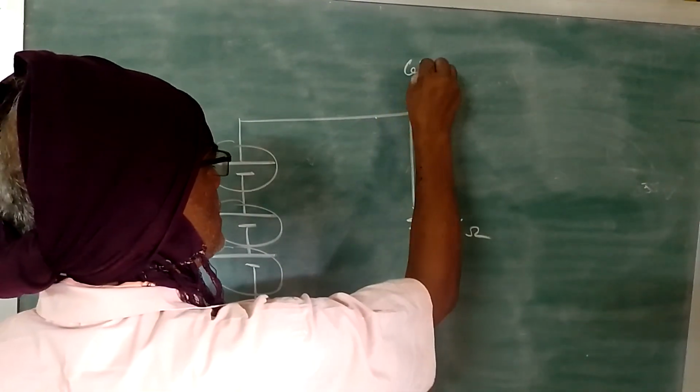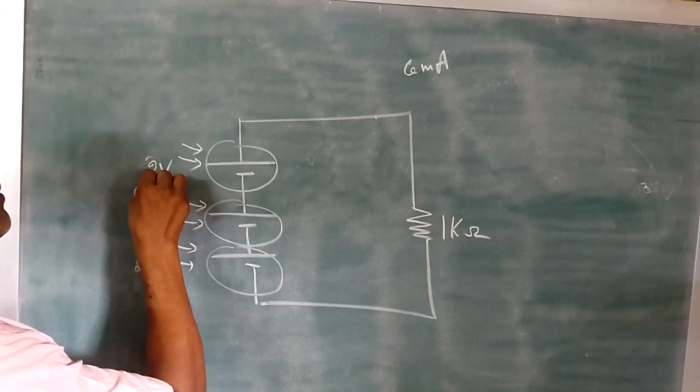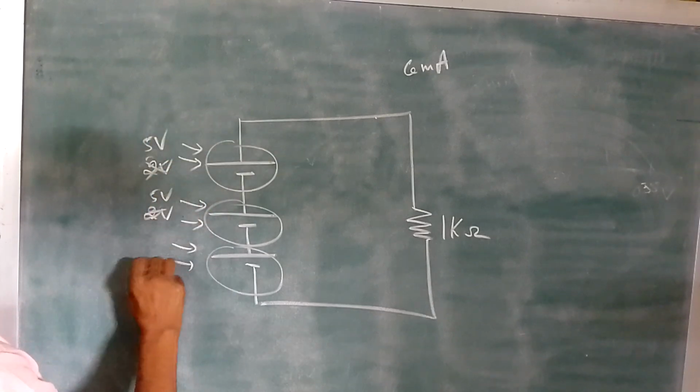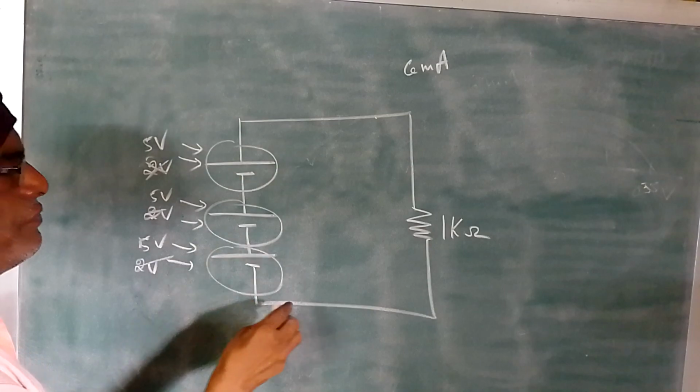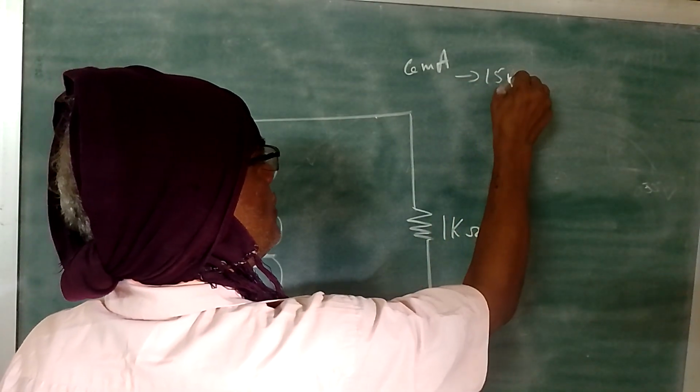So I am expecting 6 milliamps current. Suppose this voltage goes up to 5. Assume now it is illuminated such that it is giving 5 volts each. Now you are getting 15 volts. 15 by 1K is 15 milliamps. So it goes up to 15 milliamps.